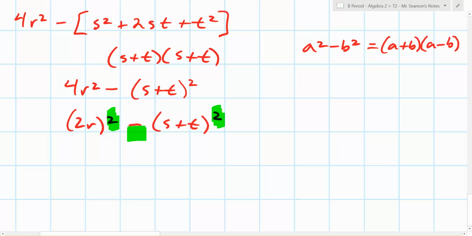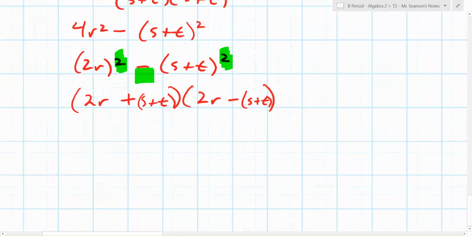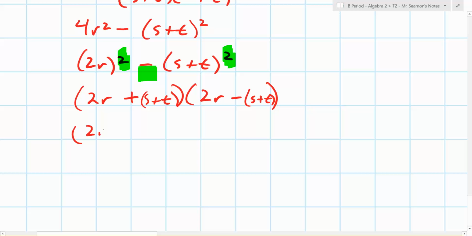So in this case, what's a? 2r. So what do you have here? 2r and 2r. And you have plus something and minus something. What's b? You have s plus t right here, and what do you have over here? S plus t right there. So can you simplify this a little bit? It's going to be 2r plus s plus t times what? 2r minus s minus t. This would be the final answer.